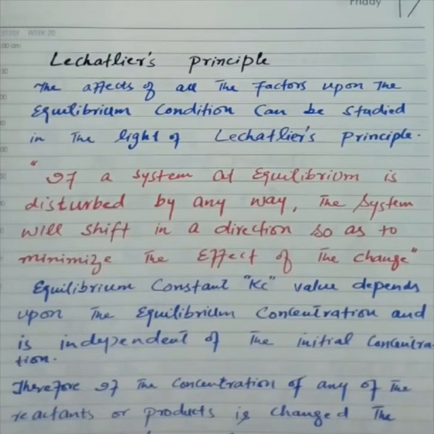Now Le-Chatelier's principle states that if a system at equilibrium is disturbed in any way, the system will shift in such a direction so as to minimize the effect of the change. For example, if we add reactants, then the reaction will move in the forward direction. If we remove some products from the reaction, then the reaction will again move in the forward direction.